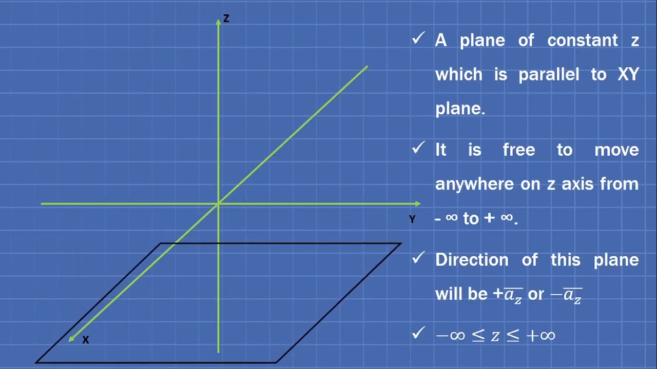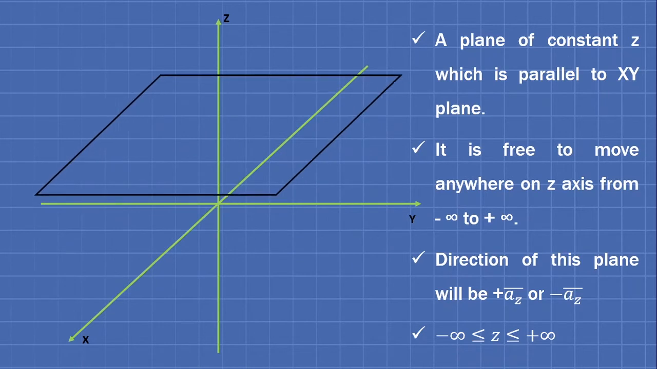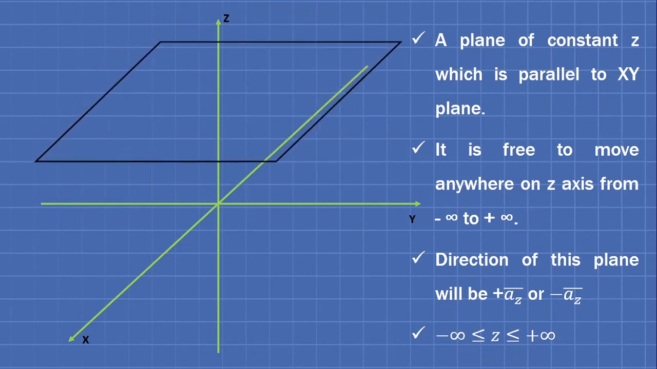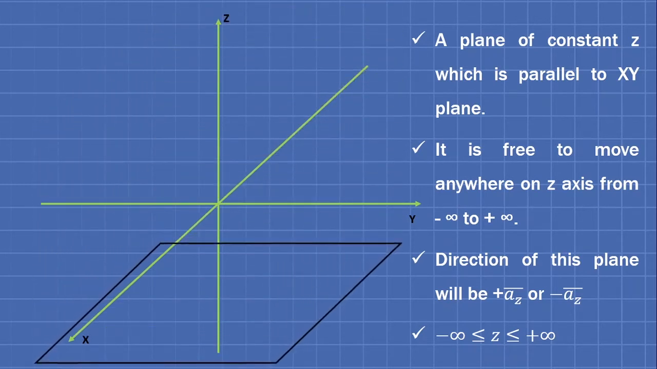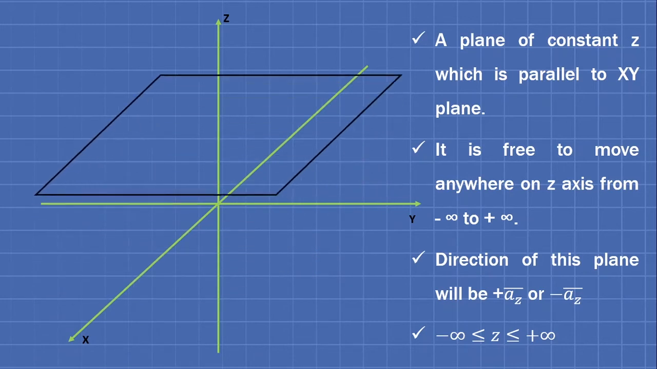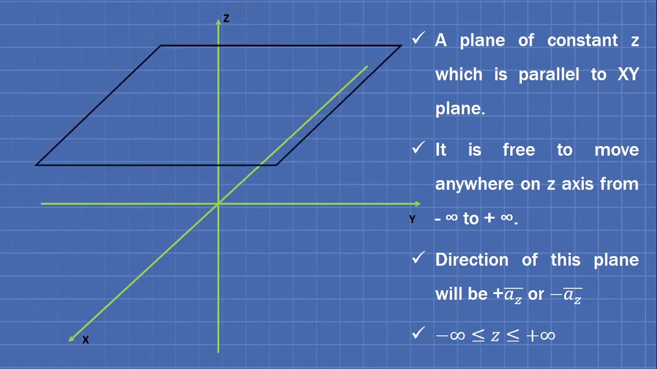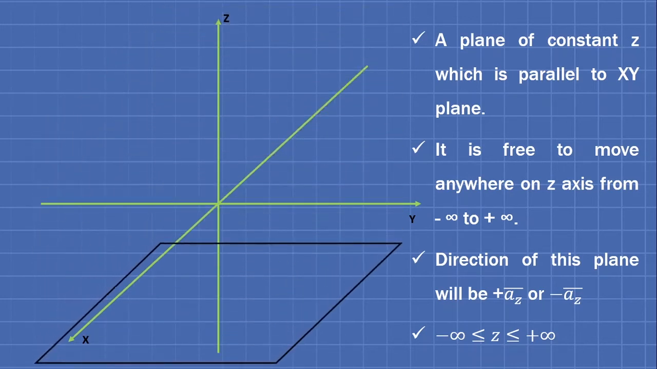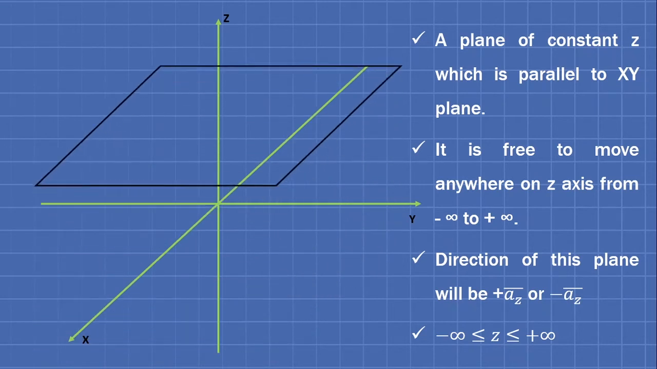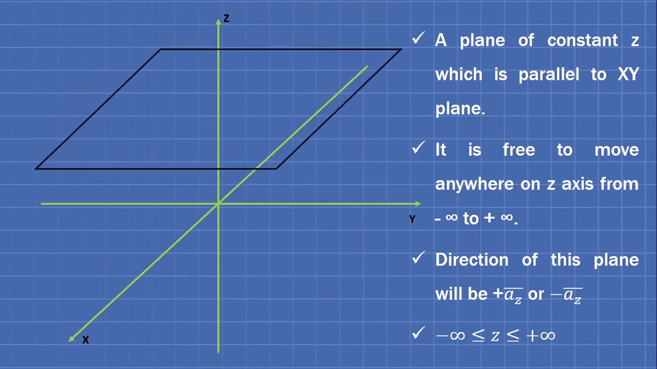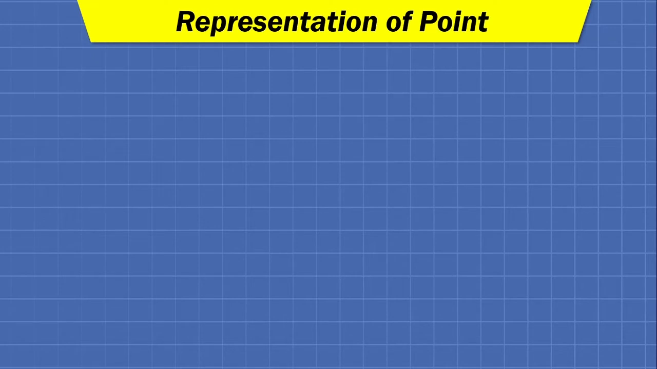So with the help of these three planes, we can represent any point, and the shape of these three planes is rectangle, and that is why this coordinate system is also called the rectangular coordinate system. Now let us learn how to represent a point in a Cartesian coordinate system.